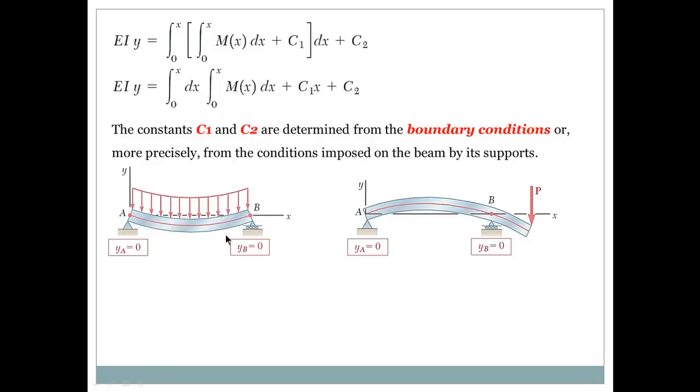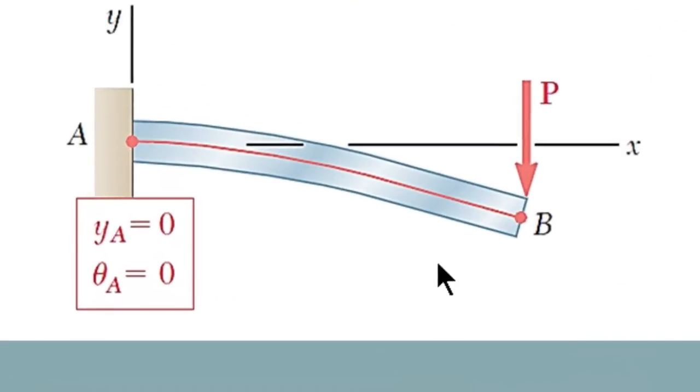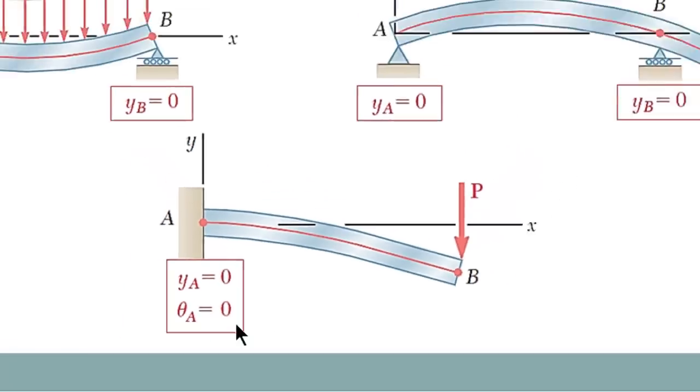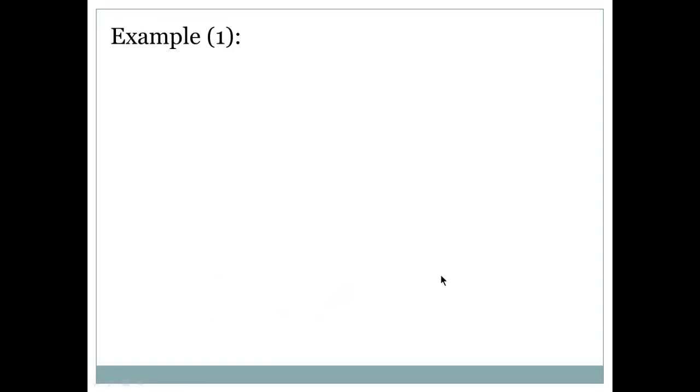Okay, again, there is not much difference about boundary conditions here, but we can see that the deflection at point A is 0 and the deflection at point B is 0. The interesting one is this one. At A, we have, of course, it's fixed, a deflection that equals 0, and the rotation or the slope is 0. Let's take a look at example 1.